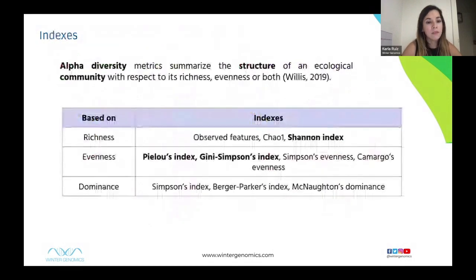As I said, alpha diversity metrics summarize the structure of an ecological community concerning its richness, its evenness, or even both. In this table, I'm representing a summary of some of the most popular alpha diversity indexes, classified based on their most relevant characteristics. In this workshop, we are going to review the Shannon index, Pielou's index, and Gini-Simpson index, because these are the most popular in microbiome projects.